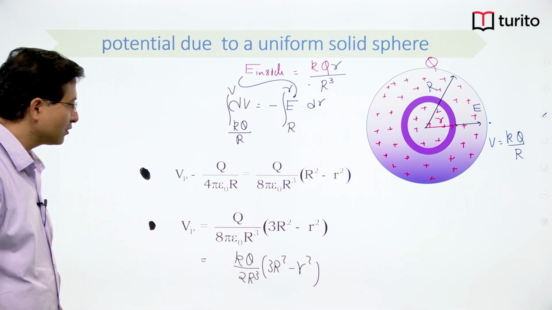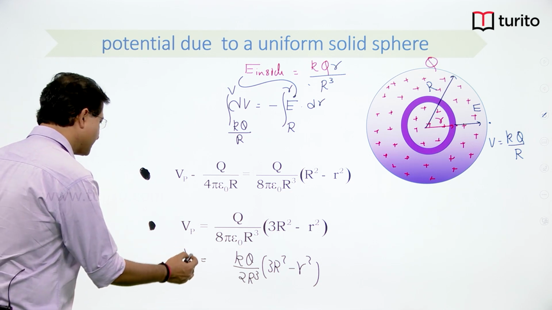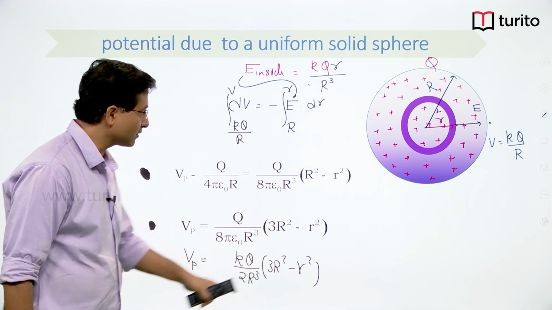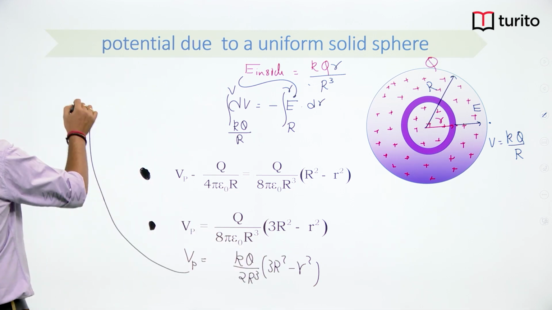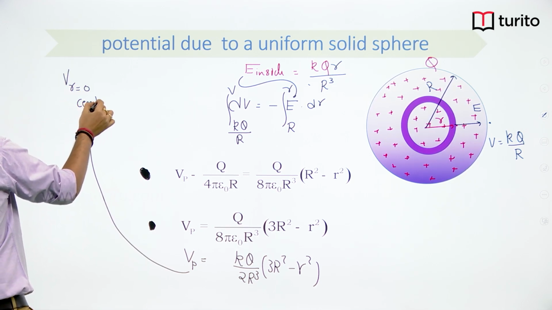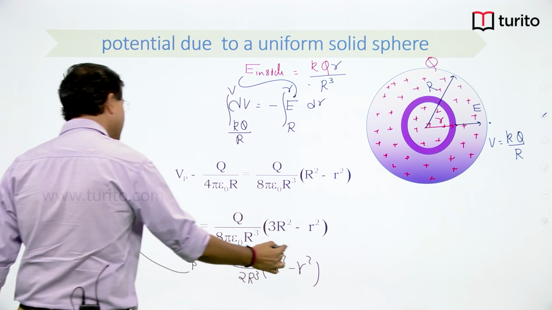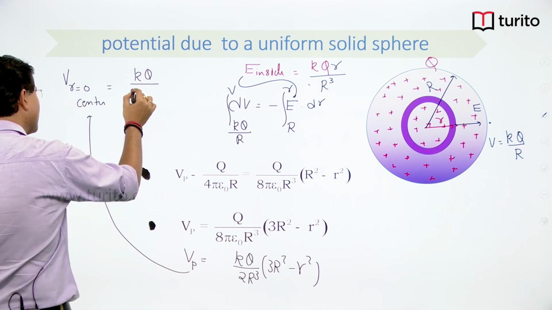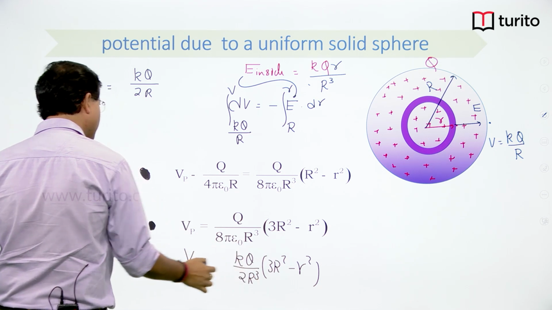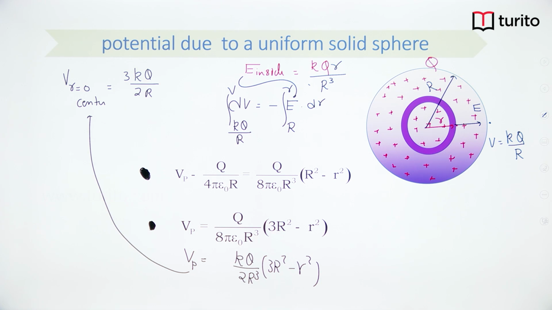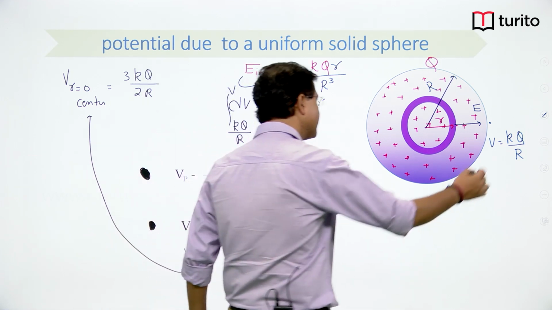If I substitute r is equal to 0, this is the potential at any general point P. If I just substitute r is equal to 0 in this expression, that means the center I am talking about, this quantity will become 0 and this will become kq divided by 2R, this and this will get cancelled out, times 3, this 3 will come in front.